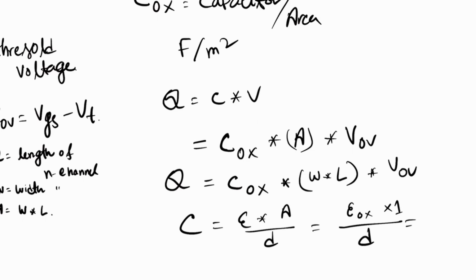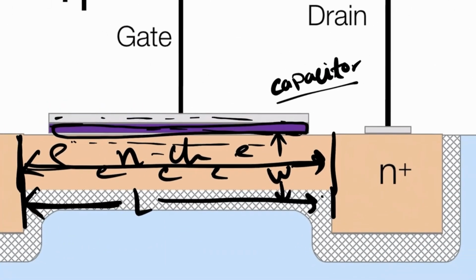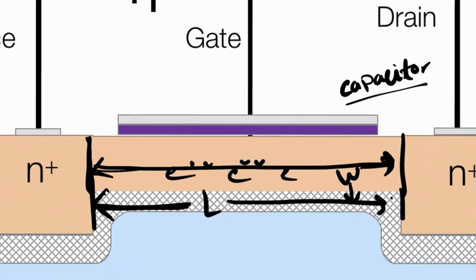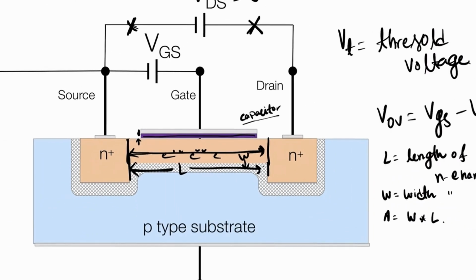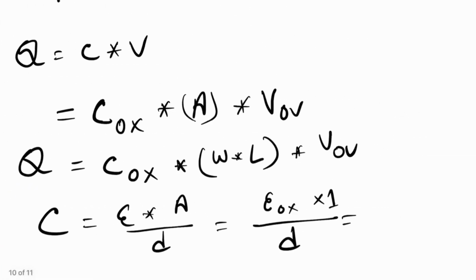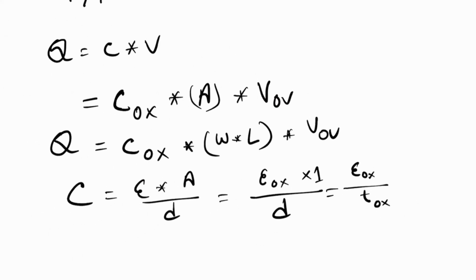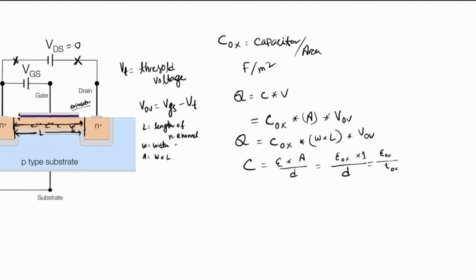That means if you see the diagram, D is the distance between these two plates, or we can say the thickness of this SiO2 layer. So we can say COX is epsilon OX divided by T of the OX. This thickness depends upon the fabrication process, how much silicon dioxide you want to coat in that layer.